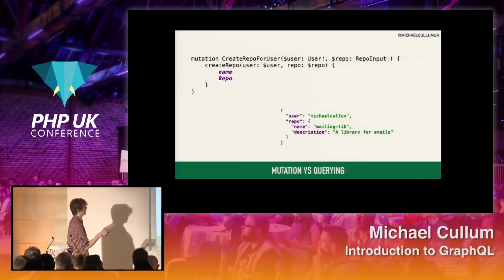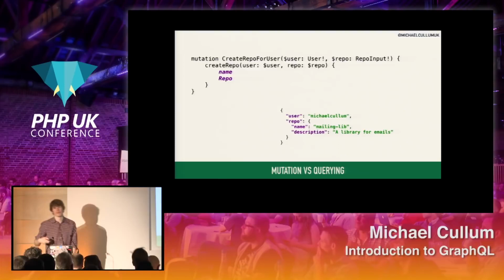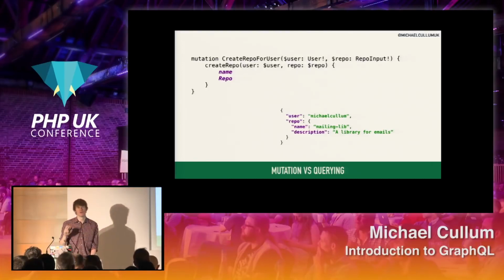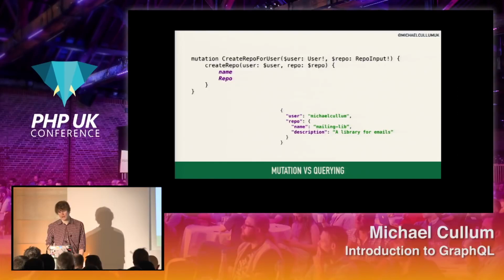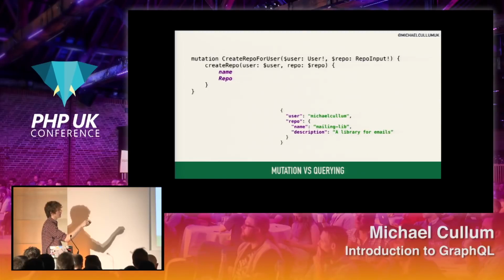Then what I do is I specify what this operation is called. Now again, this is completely unnecessary, it's just useful to have it there for debugging purposes. I specify the user, and then I specify the input, repo input. We'll have a look at that on the next slide. And then I run this operation, because all of these are operations.